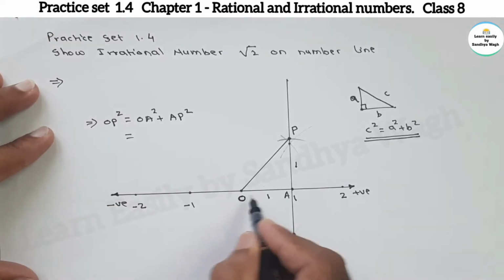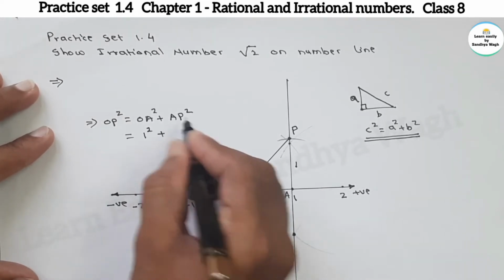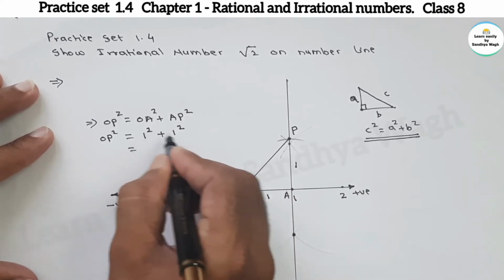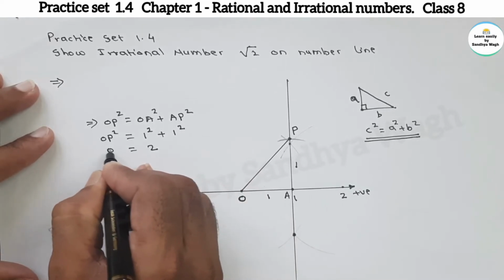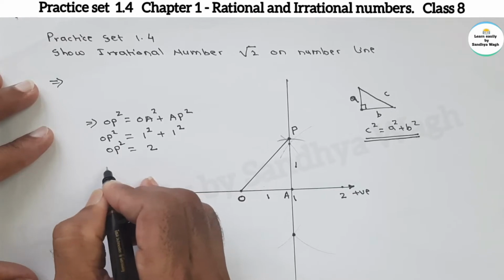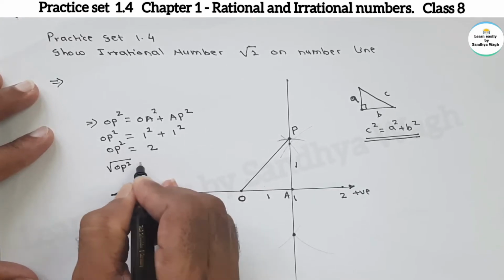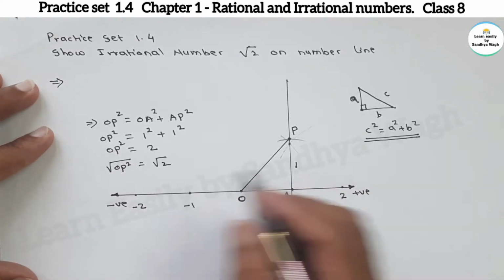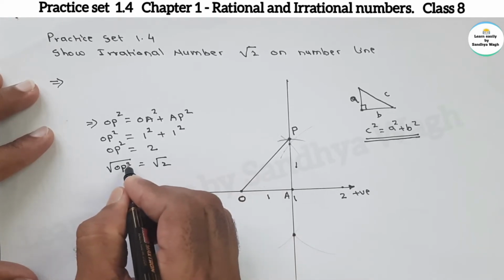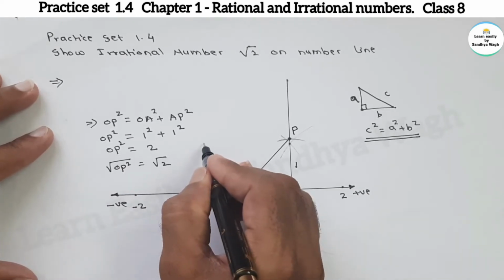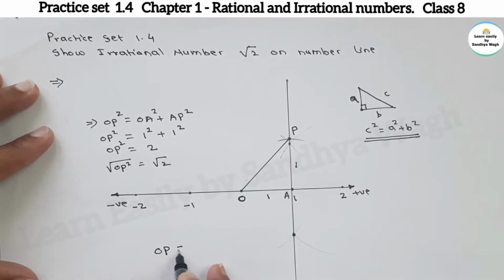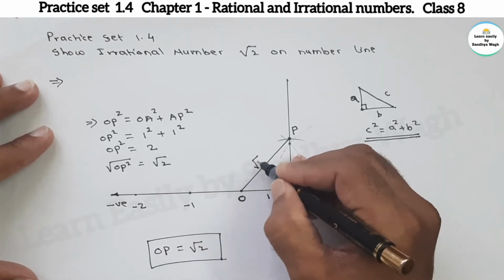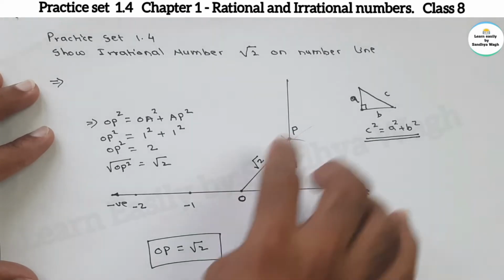Now OA square is 1, 1 square, plus AP is also 1, 1 square, OP square as it is. Now 1 square plus 1 square is 2, so OP square equals 2. Then we take the root on both sides: root of OP square equal to root 2. So the root of OP square gets cancelled, and OP is equal to root 2. We got this distance: this distance OP is root 2.